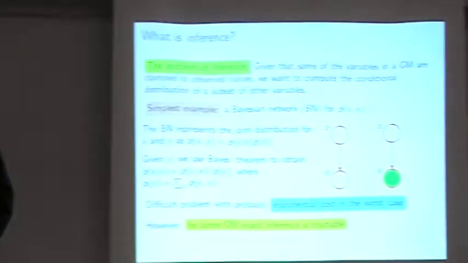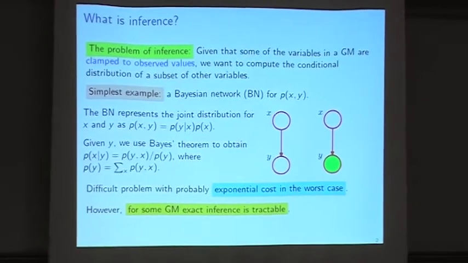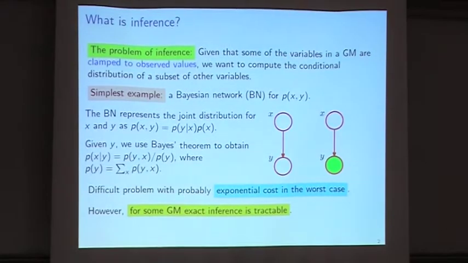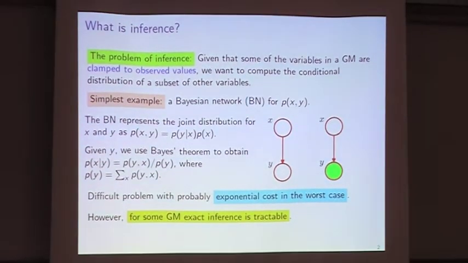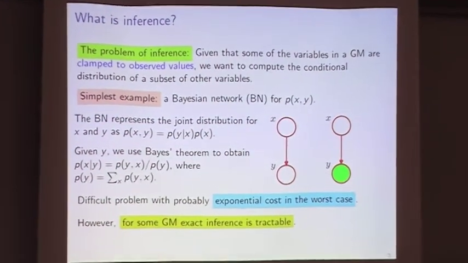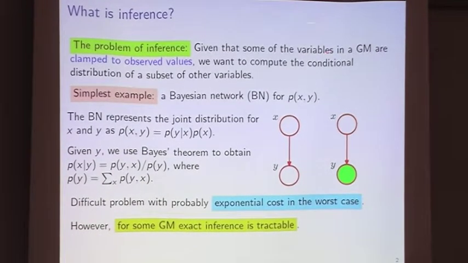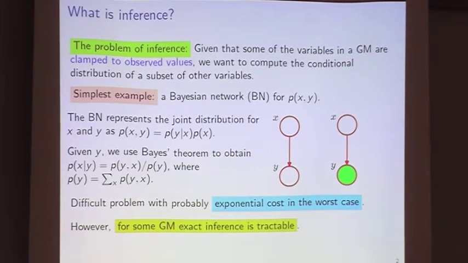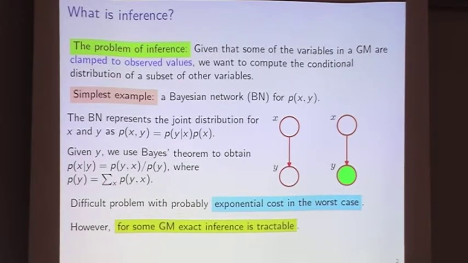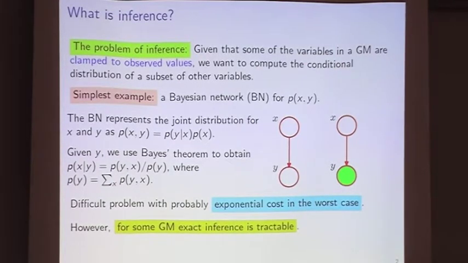So let's start by defining what inference is. Inference can be understood as the task of computing a conditional distribution in a particular probabilistic graphical model once we have observed the values of some of the random variables in this model. So given that some of the random variables in a graphical model are fixed to some observed values, we want to compute the conditional distribution of a subset of other variables.